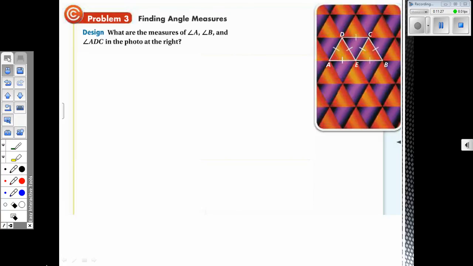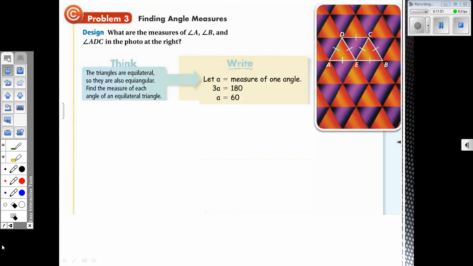Okay, so in your homework, you're going to get problems like this lovely quilt. Okay? What are the measures of angle A, angle B, and angle ADC? All right. So first off, the triangles are equilateral. How do I know? Because all three sides are marked the same. So that means they're equiangular. So how do we find the measure of one angle? Divide 180 by 3. So each angle is 60 degrees. Right? A here and B here are 60 degrees, are they not?